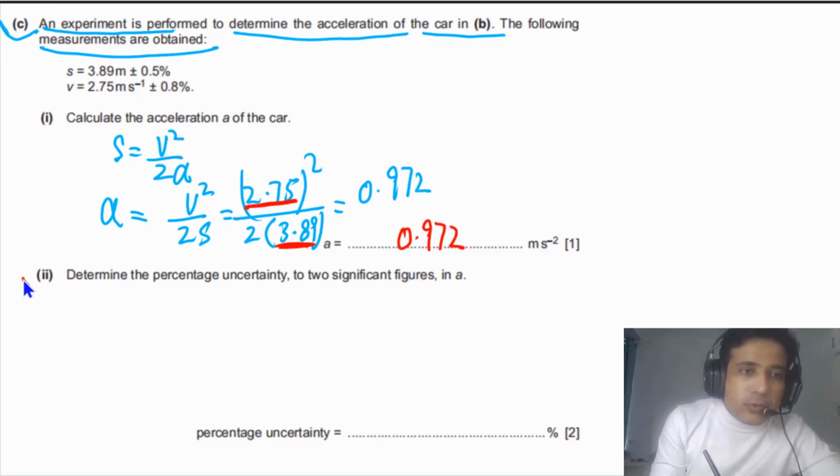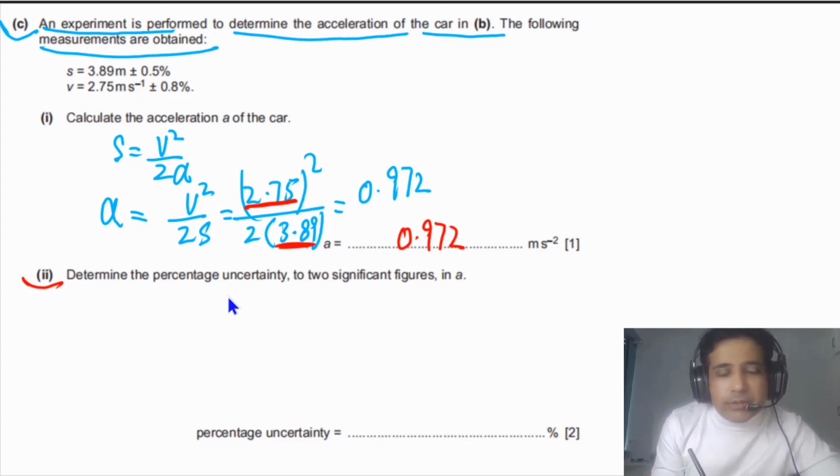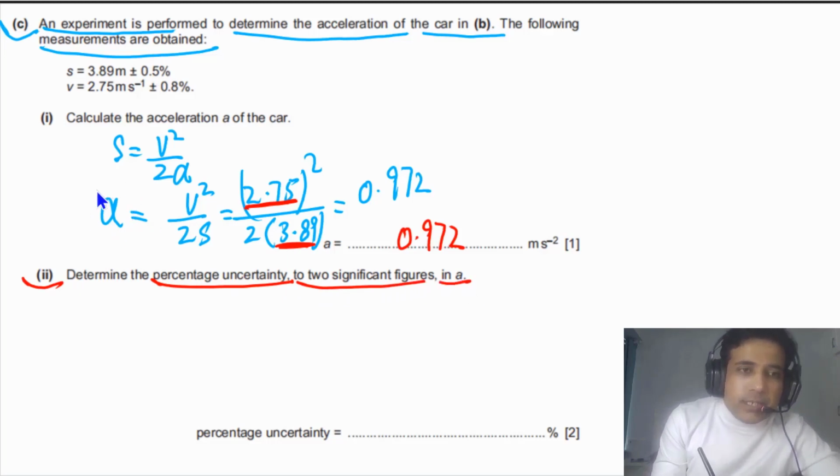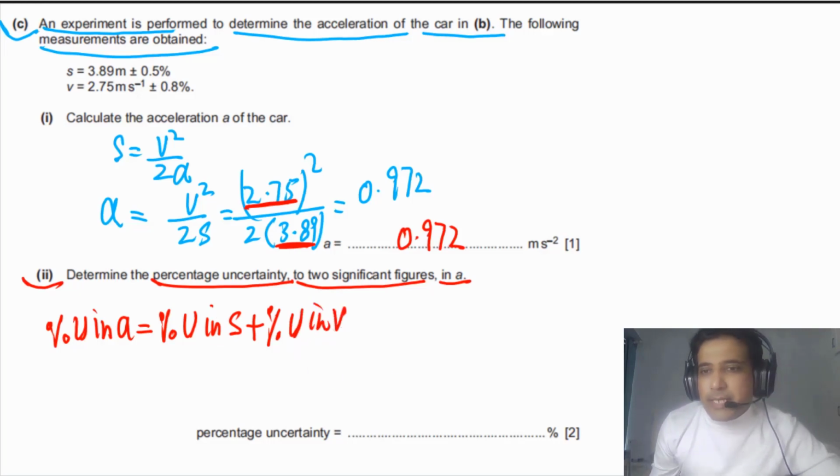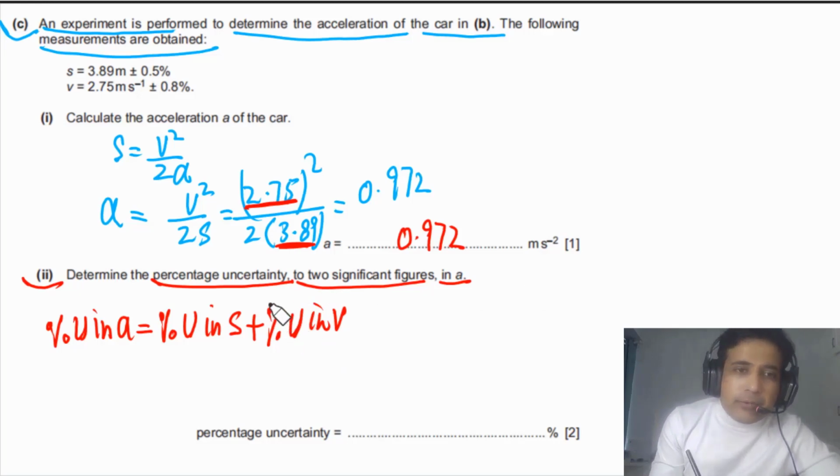Now if we go to the second part, the question is asking us to calculate the percentage uncertainty in A to 2 significant figures. So the percentage uncertainty in A will be equal to the percentage uncertainty in S plus the percentage uncertainty in V. But in this case, V has a power. The power of V is 2. So we have to multiply this one by 2.